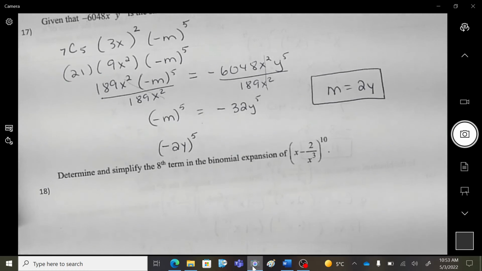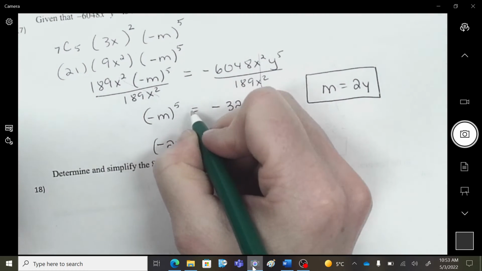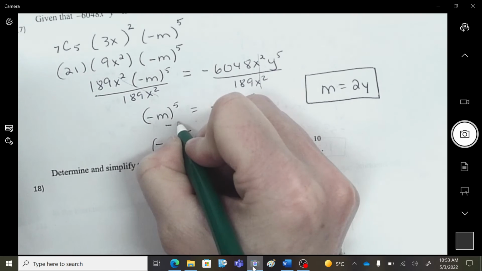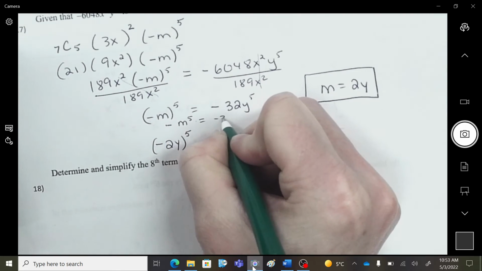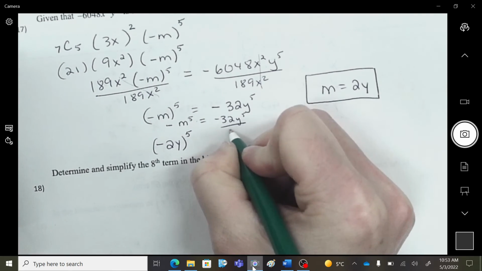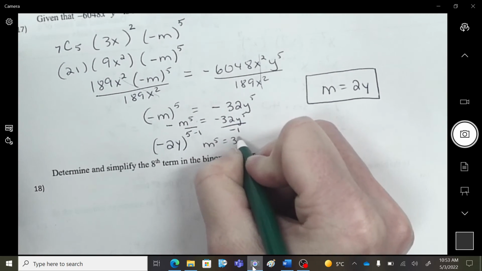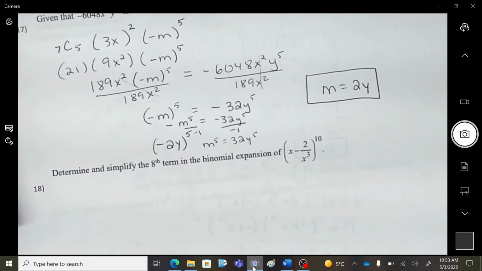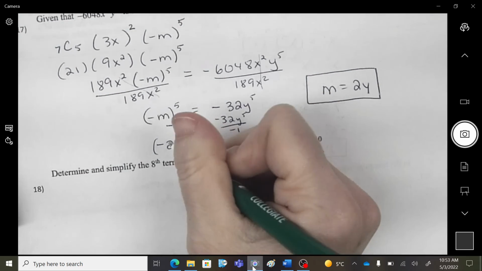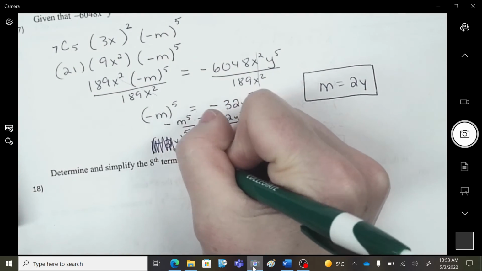Okay, and I guess I could say, maybe this would be better here. So negative m to the 5th. And I could divide by negative 1. And then that shows me that. So let's get that out of there.